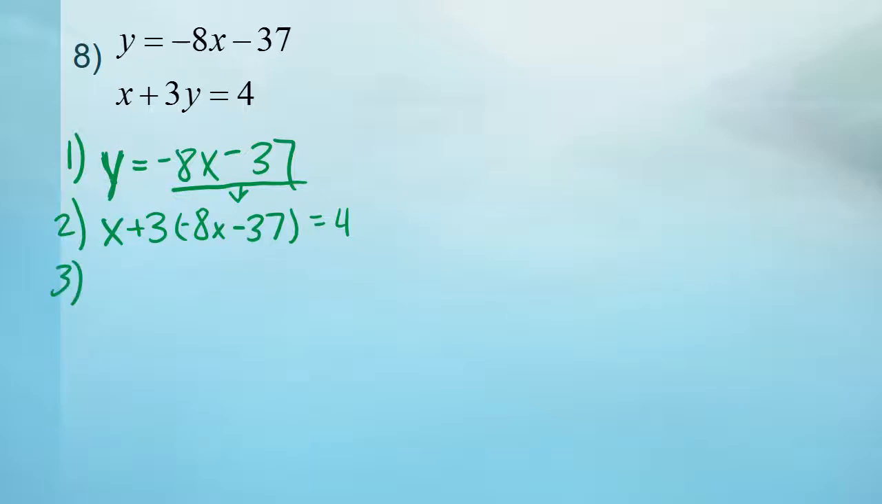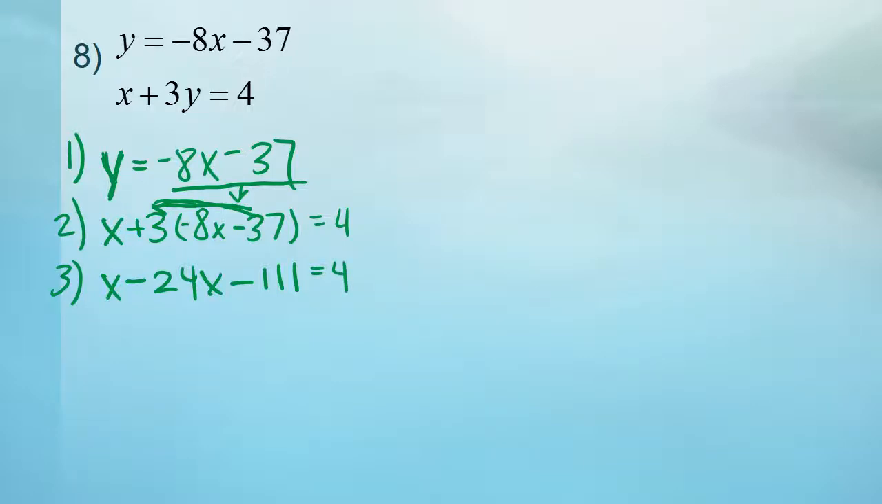Step 3, solve for that variable. In this case, I have only x's, so let's solve for x. First, I'm going to distribute that 3. So a positive 3 times a negative 8 gives me a negative 24x. I need your calculators here. If I have a 3 times a 37, I end up with a negative 111. Still have that equals 4.